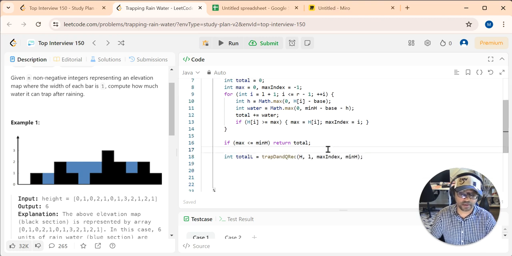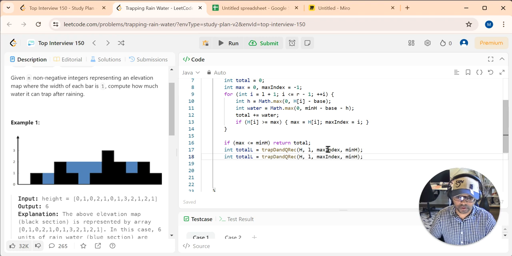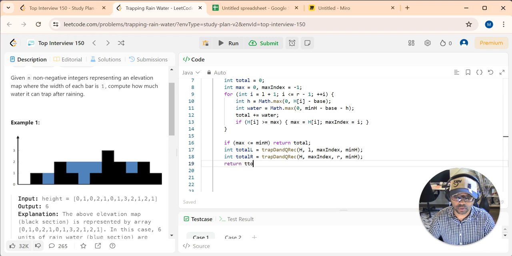And then we say total left, total right, and in total right, we call with max index and R as left and right. And we say total R, and here we return total plus total L plus total R, right? There you go. Okay, I think this works.